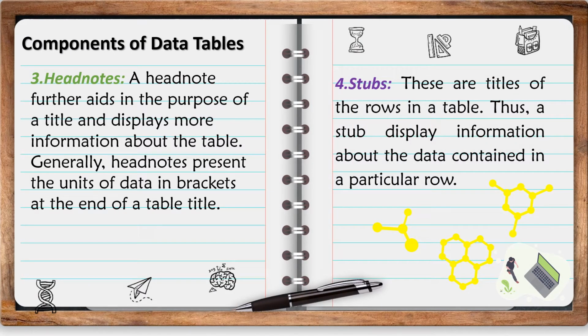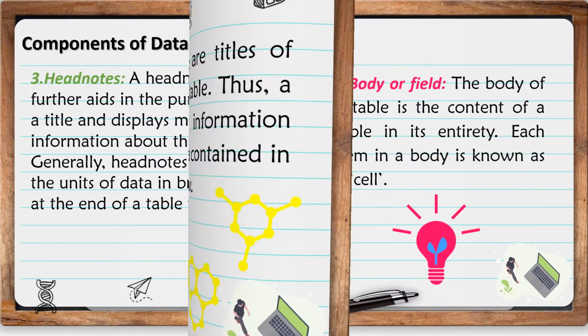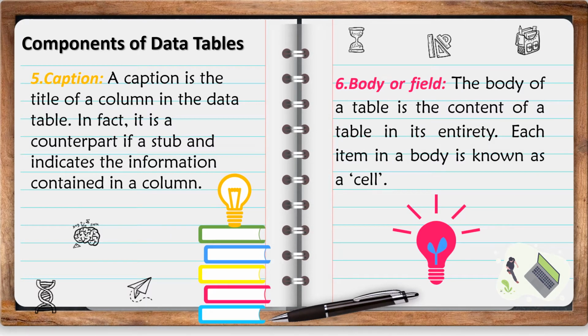Head notes, of course. Head notes present the units of data in brackets at the end of the table title. Then the stubs. These are the titles of the rows in the table. And of course, we have also a caption, wherein it is the title of the column in the data table. It is a counterpart of a stub and indicates the information contained in a column. Then the body field, of course.